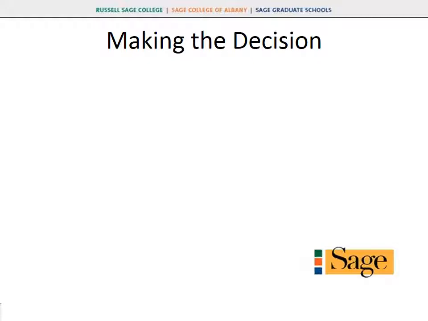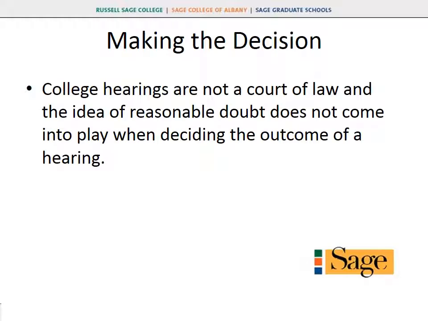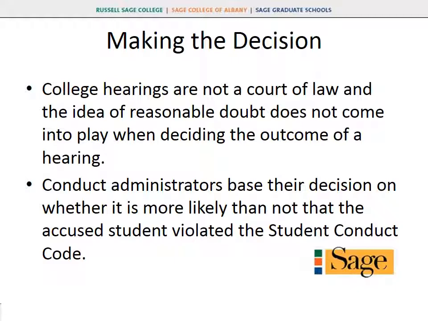Making the decision. College hearings are not a court of law, and the idea of reasonable doubt does not come into play when deciding the outcome of a hearing. Conduct administrators base their decision on whether it is more likely than not that the accused student violated the Student Code of Conduct. For more information on the hearing process, please see Section 5A of the Student Code of Conduct.